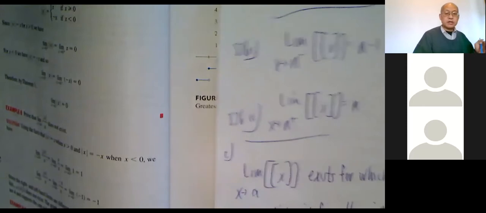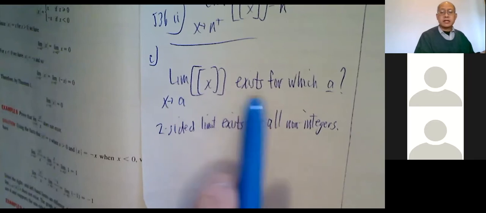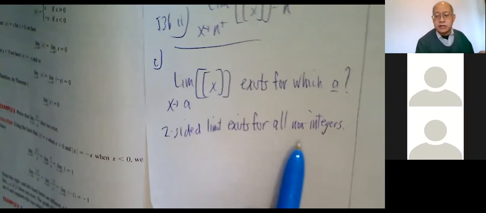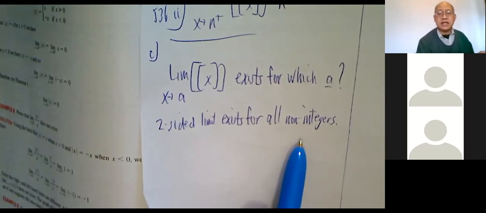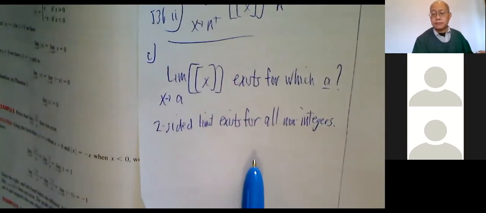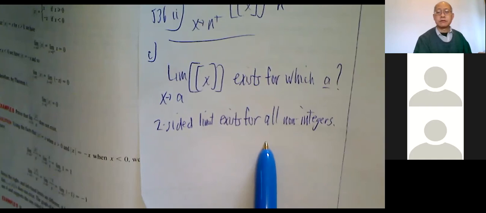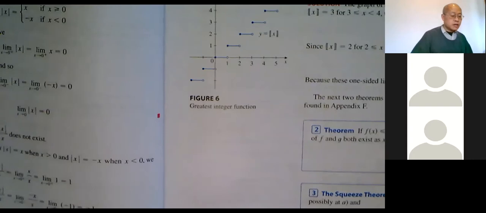So we will use this language. The limit as x approaches a of the greatest integer function exists for which a? The two-sided limit exists for all non-integers. If you do not have an integer, the two-sided limit exists. Okay, so the two-sided limit does not exist at 0, 1, 2, 3, -1, -2, and so on. That's where the graph jumps. You have a jump at those values. Okay, so that's what's happening there, and I think that's it.